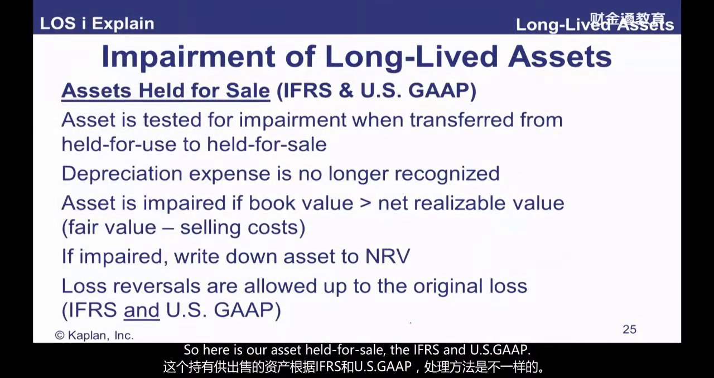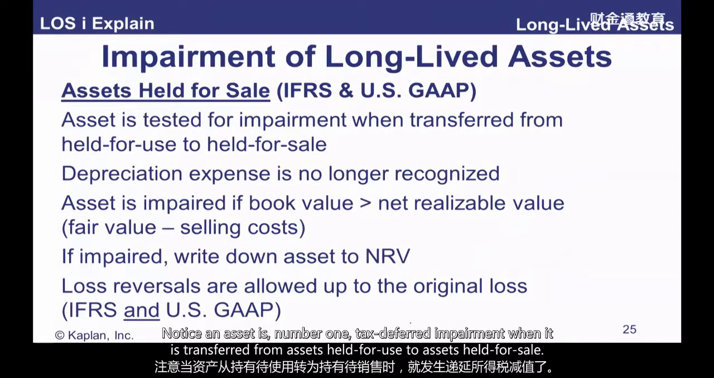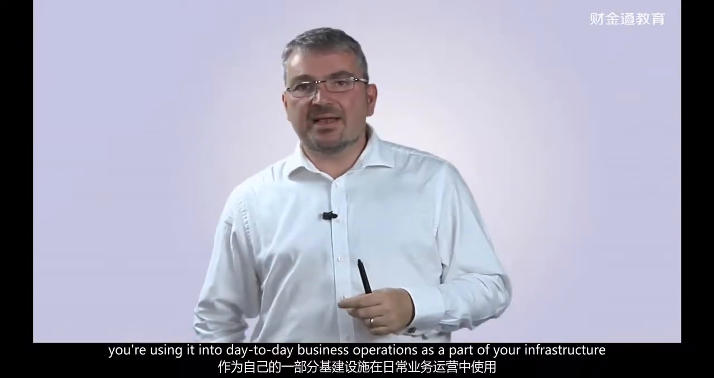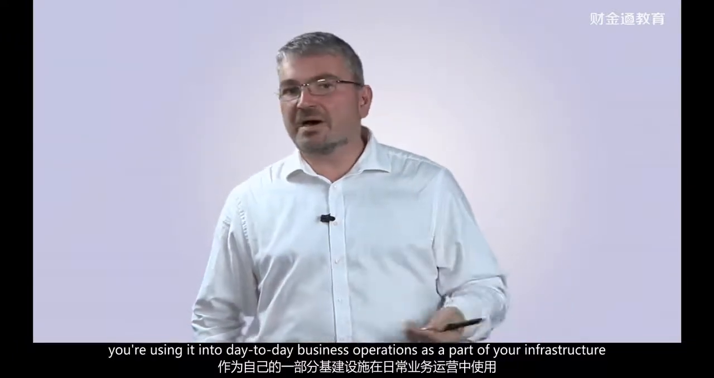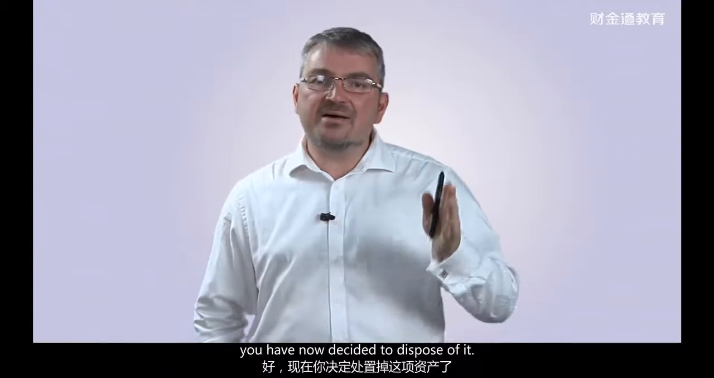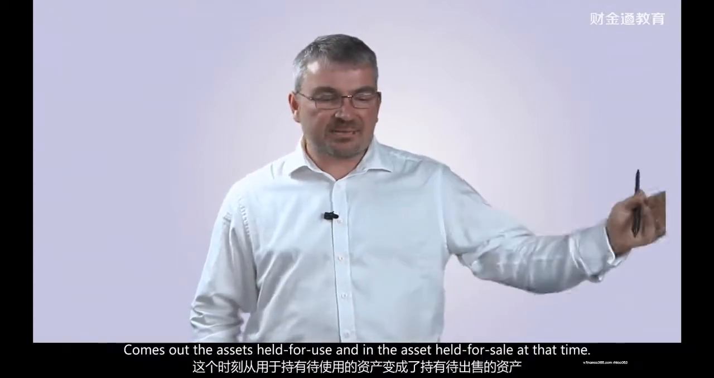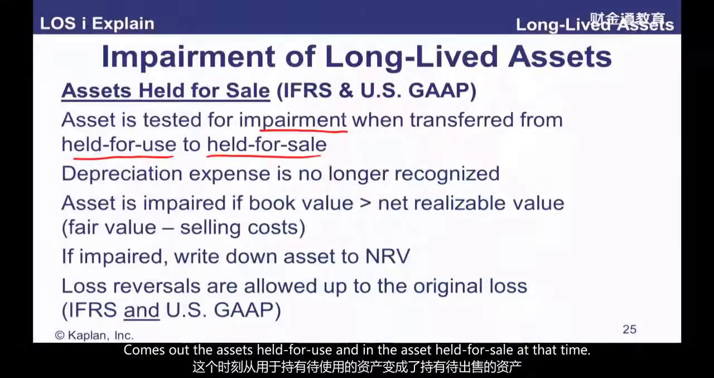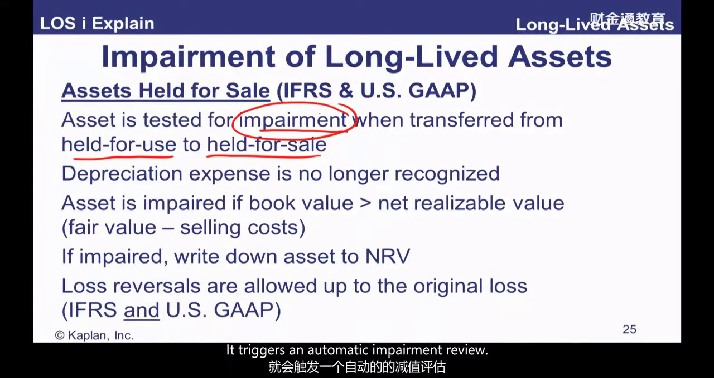So here is our assets held for sale under IFRS and US GAAP. Notice an asset is, number one, tested for an impairment when it's been transferred from assets held for use to assets held for sale. In other words, you've got an asset, you were using it in your day-to-day business operations as part of your infrastructure, you've now decided to dispose of it. It comes out of assets held for use and into assets held for sale. At that time, it triggers an automatic impairment review.